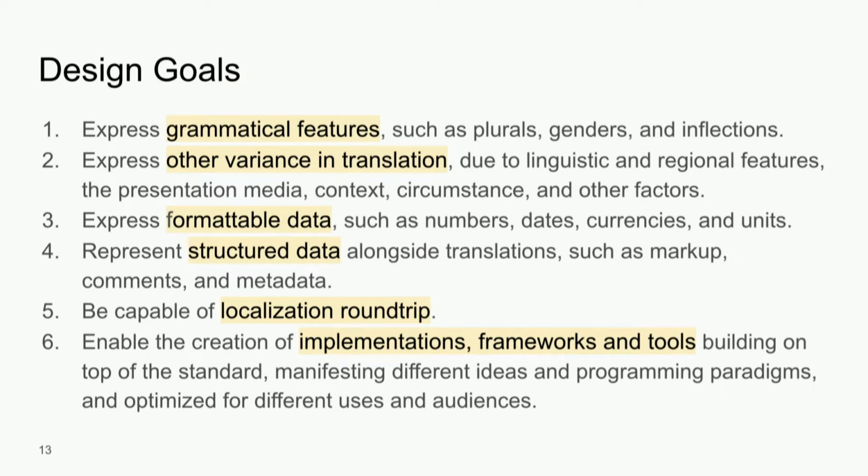Express formattable data, such as numbers, dates, currencies, and units. This is something that most formats do today, and MessageFormat 1 does it already, and Fluent and others. What I think is kind of missing there is that, at least if you look at MessageFormat 1, there's no good way to add new formatters, right? ICU added units formatting and list formatters, but you cannot do that in MessageFormat itself, right?